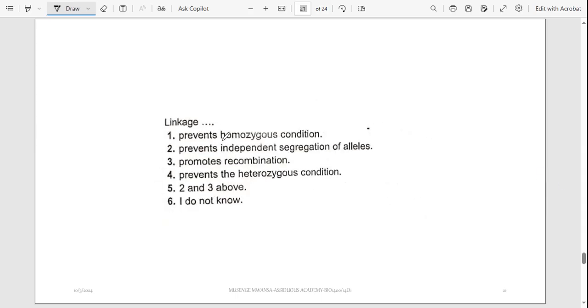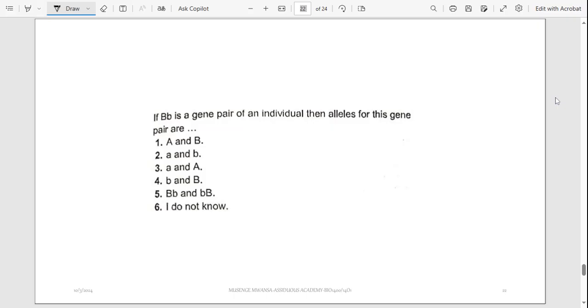Okay, linkage prevents homozygous condition, prevents independent segregation, promotes recombination, prevents heterozygous condition 2 and 3. Now, of course, we are going to talk about this in the next class. When you have homologous chromosomes like this, they are going to form a link. Can you see this link here? This link is there to promote genetic recombination, but we'll discuss it in the next class.